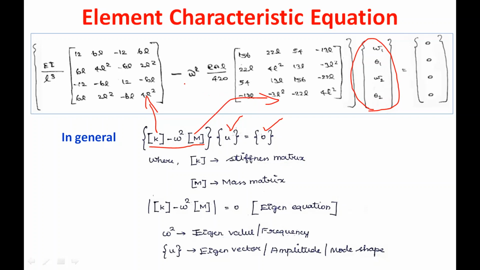By knowing this element characteristic equation, now we will discuss some simple and standard beam problems: how to derive the natural frequencies for cantilever, simply supported and fixed beams. These are the standard beam problems. So we will see how to use this element characteristic equation to derive the natural frequency of these beams.